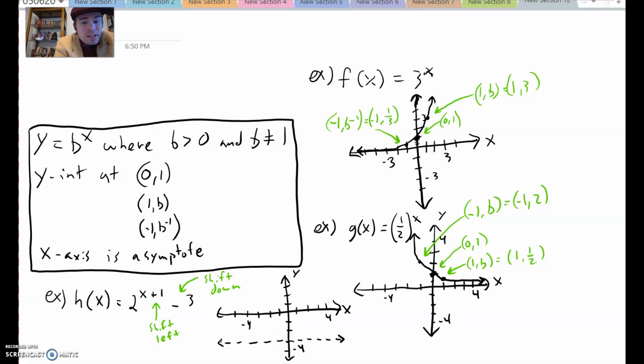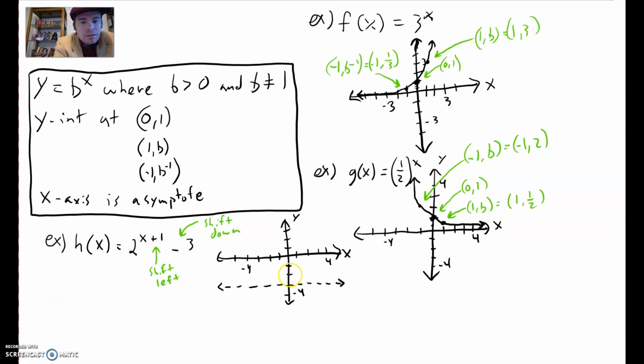Next, the point 0, 1 is no longer at 0, 1. It's actually at this point here because we're also shifting left 1. So there's our new 0, 1 that's been shifted to the left. 1, 2 would be at 1, 2. There's our version of 1, 2. And over here we have negative 1, 1/2, which will be right there. And draw that graph. This graph does have an x-intercept, as it turns out, but it doesn't cross that asymptote.